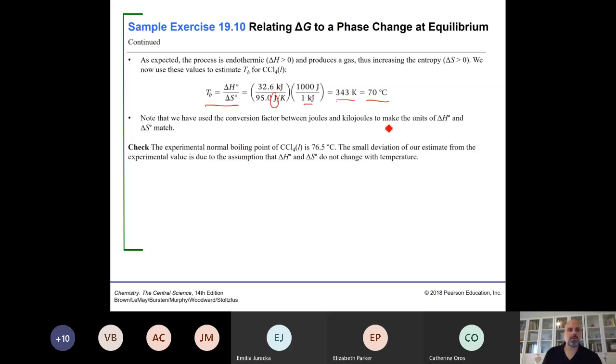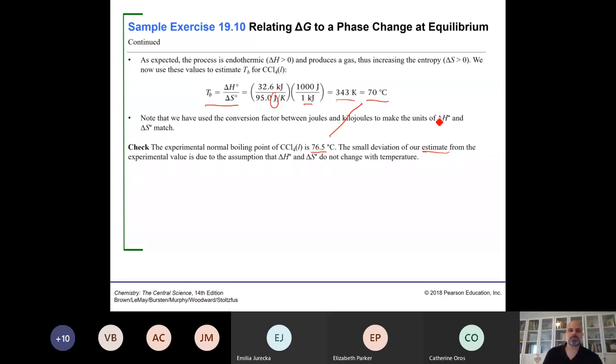If we compare that to the experimental normal boiling point, it's actually 76.5 degrees Celsius. And this is because we made an estimate, that the delta H and delta S at 298 Kelvin are going to be the same as they are at 76.5. But you can get close with your estimate, right? We can get a really close answer from 70 to 76.5, so we can get a rough idea of what our boiling point is going to be.